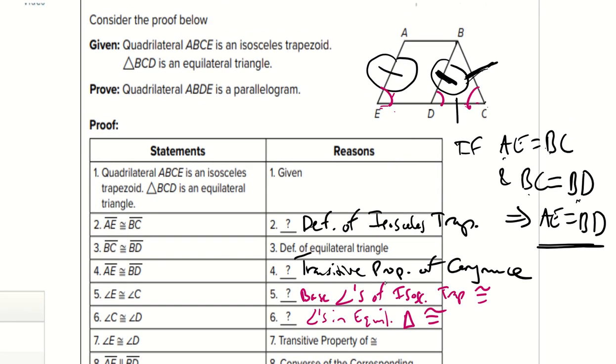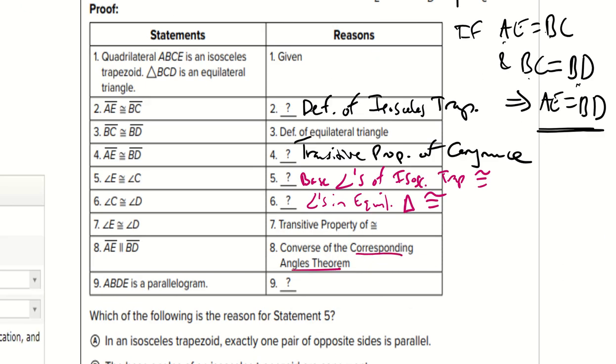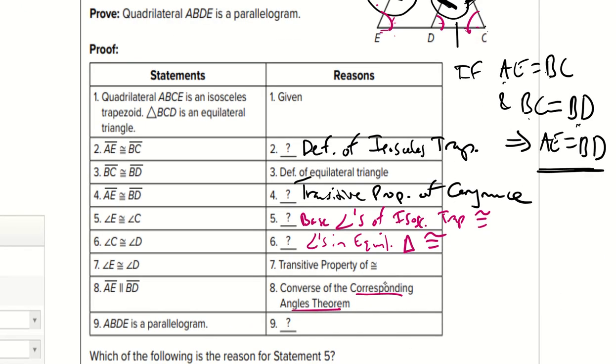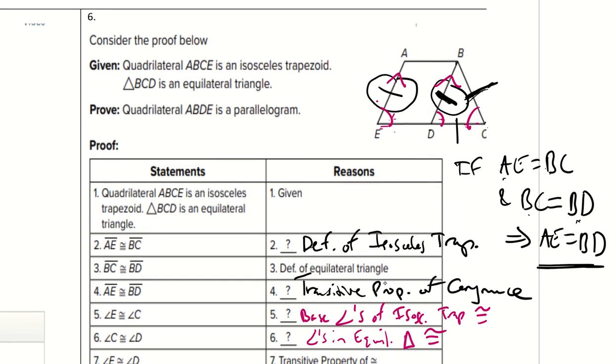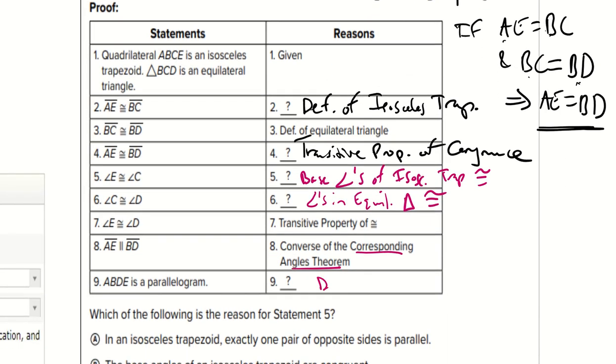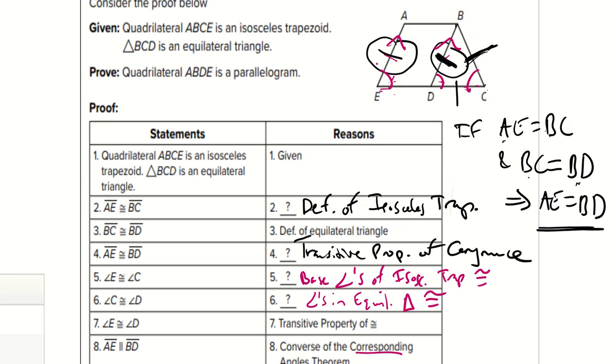And then we can say, okay, well, since these are congruent, then that means that these are parallel, right? By the converse of the corresponding angles theorem. And then ABDE is a parallelogram. We can say that it's a parallelogram now because it's congruent and parallel. And therefore, by definition, actually, what we can say is not by definition.